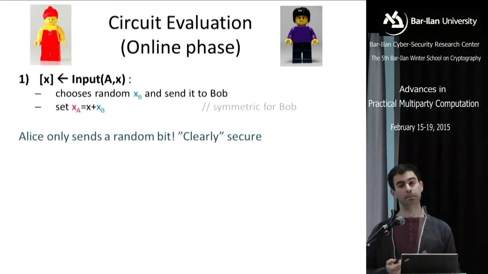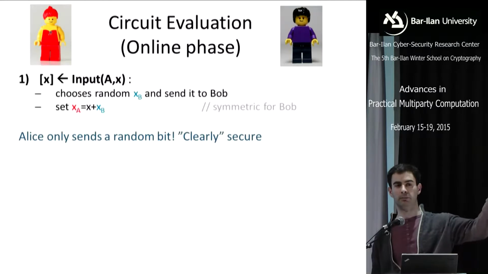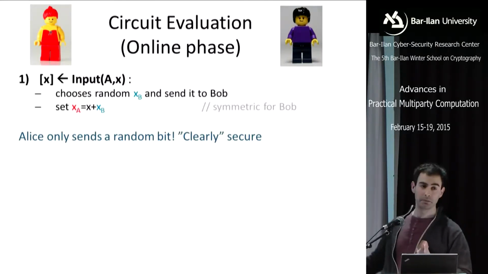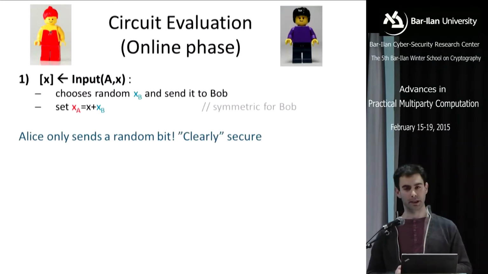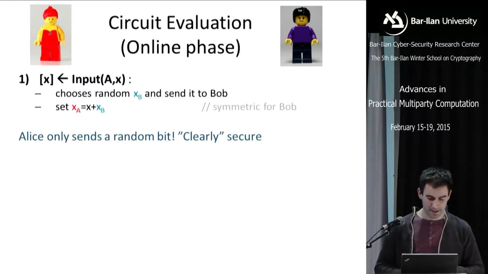So how do we do input gates? Input gates are easy. If Alice wants to input a value x to the circuit, she simply chooses a random share for Bob, xb. She sets her own share to be x plus b. Minus b would be better. Yeah, correct the slide: x minus b.